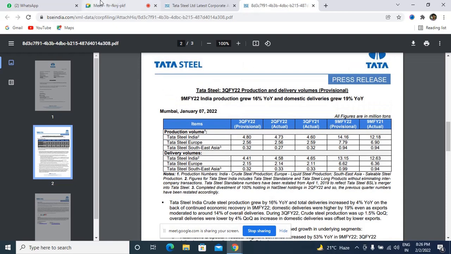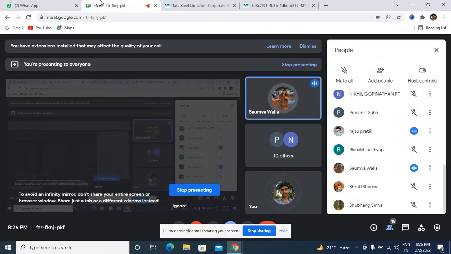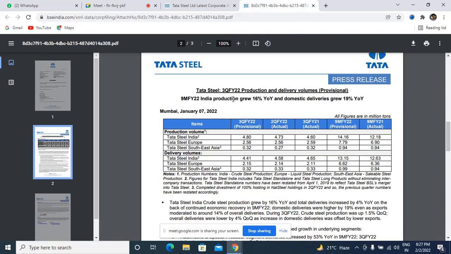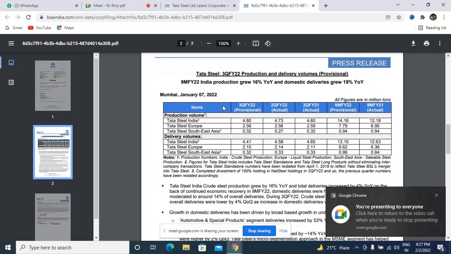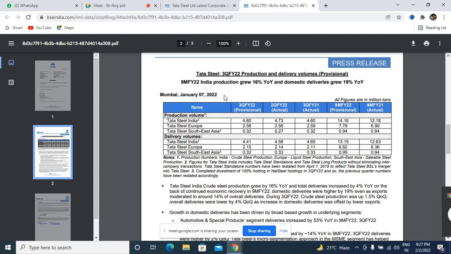Yes, sir. I guess delivery volume is the volume of the stock which is actually delivered to the buyer out of the complete volume. So production volume will be the complete production volume, what all the product we produced.